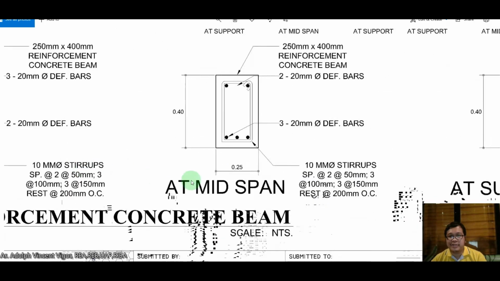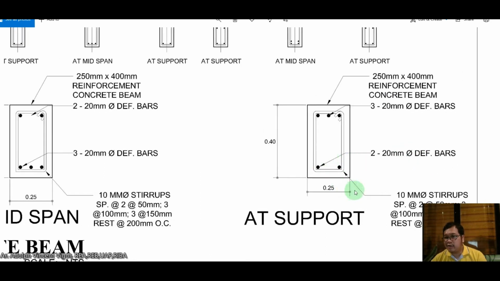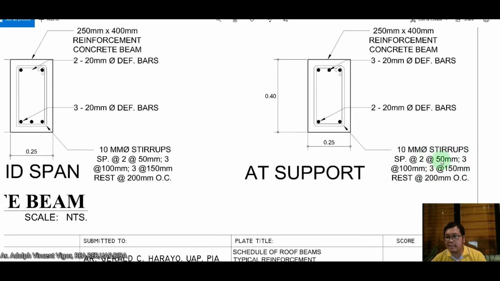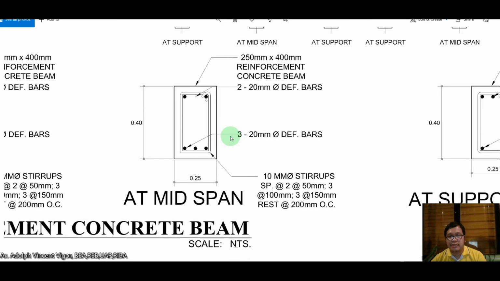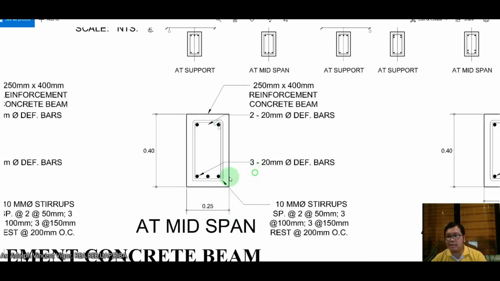And then of course, at supports, this is the drawing. 320 mm at the top, then 20 mm at the bottom. The size is around 0.25 by 0.40. These are the stirrups, the 10 mm stirrups, and this is the spacing for the stirrups. At mid-span, class, it's also the same. You have here the height, and this is the width of your beam. At the top you have 220 mm, 320, and then at the bottom 320 mm.